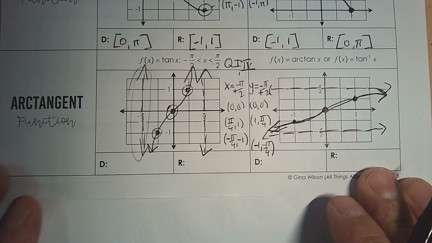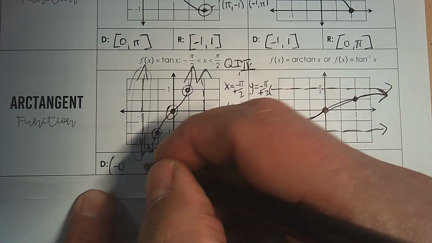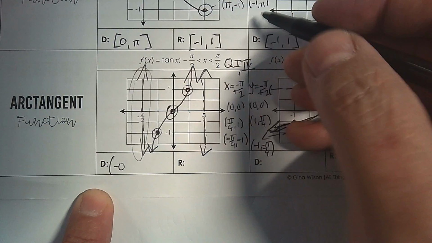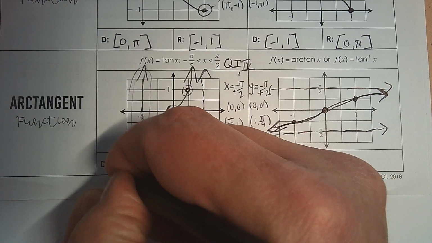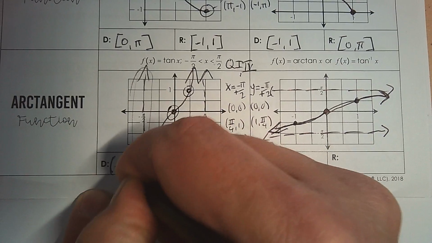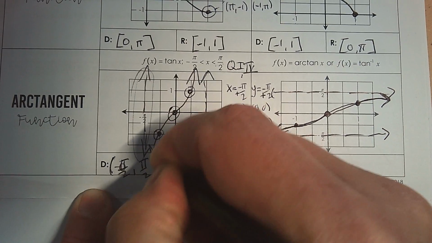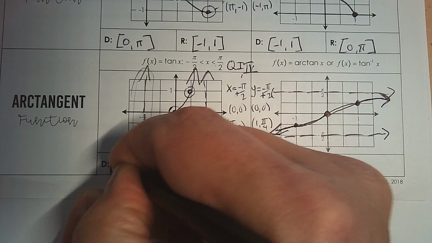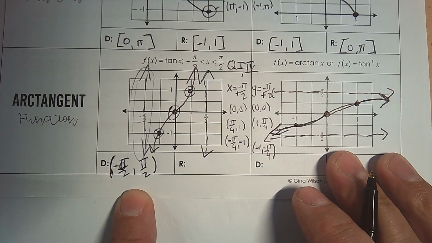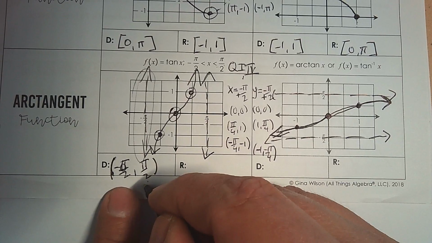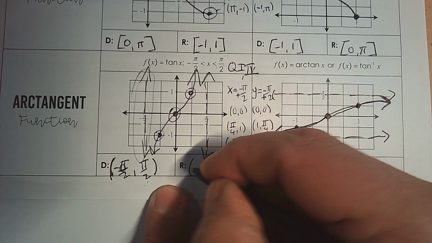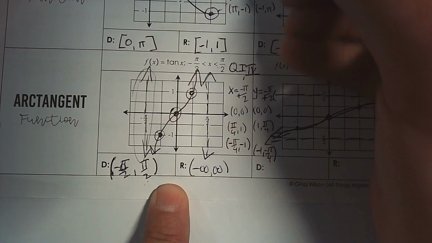So the domain for tangent is all real numbers. Now from negative pi over 2 to pi over 2, we can actually use parentheses and just say it's negative pi over 2 to positive pi over 2. Now, why did I use parentheses here? So it's not included. Why are they not included? Because they're asymptotes at the end. Well, the range is all real numbers. It goes up forever and down forever.